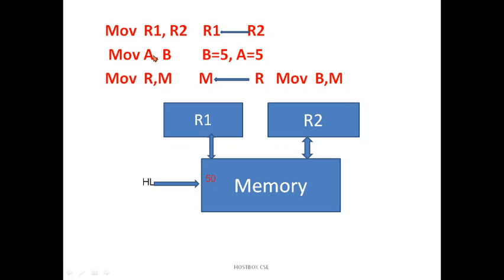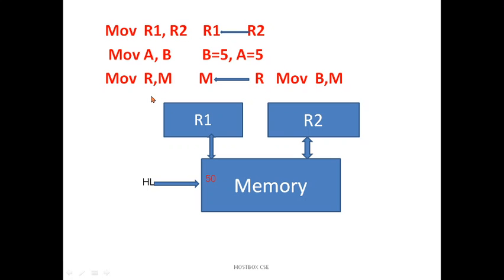Suppose I have data in B, the data 5. After we execute the instruction, the data will move to A also. That means after execution the data will still be 5 in B, and it is copied to the A register, so A will also be 5.